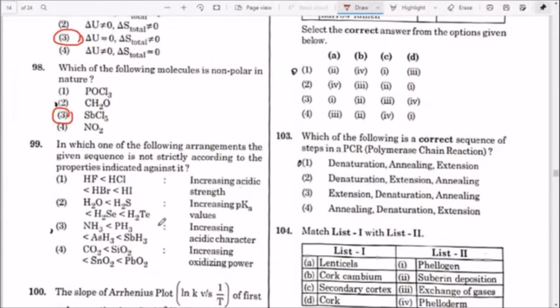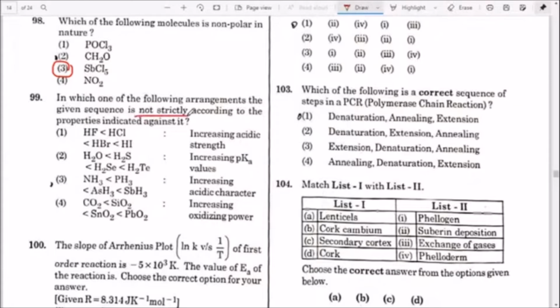This antimony pentachloride is non-polar among the given examples. Next, question number 99. In which one of the following arrangements the given sequence is not strictly according to the properties indicated against it? Yes, this is the keyword, not. So this is correct. So what? Increase in pK values. So option number 2 is the correct option, students. Option number 2 is not strictly following, right?